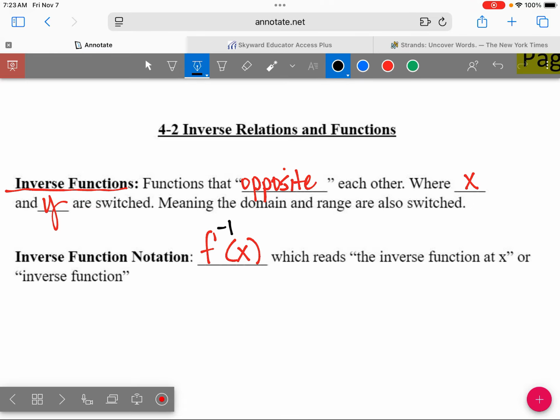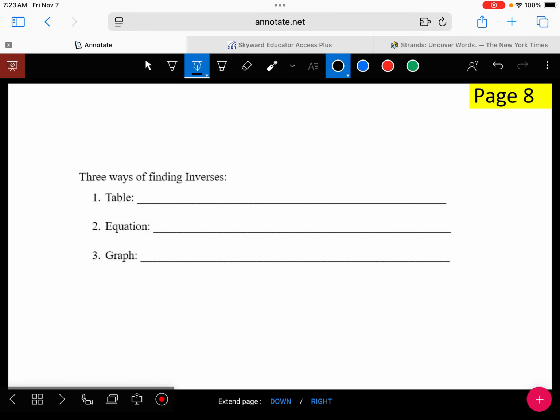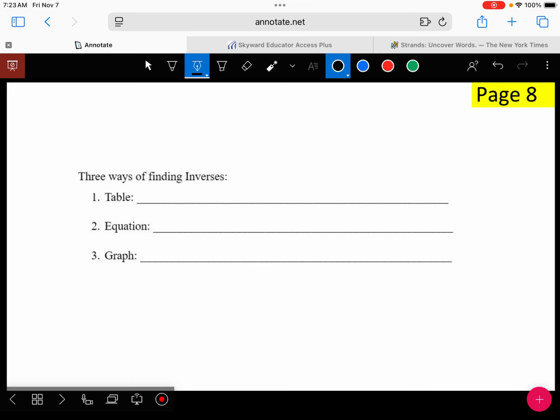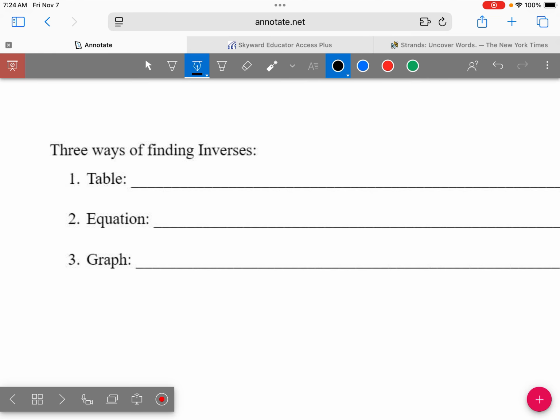All right, so let's go ahead and start graphing. Oh, let's talk about the 3 ways. Sorry, 3 ways to find the inverse. If it's a table, you just switch, or say flip, x and y.